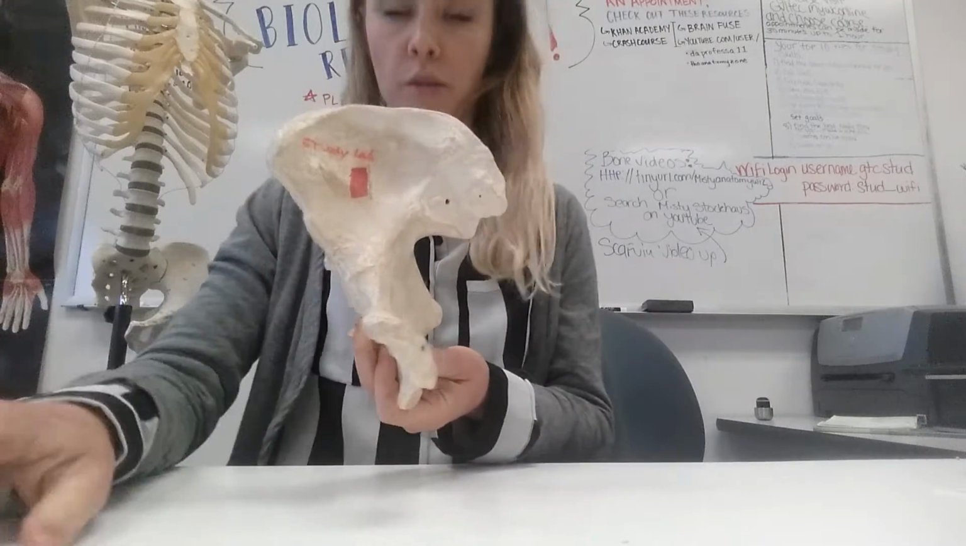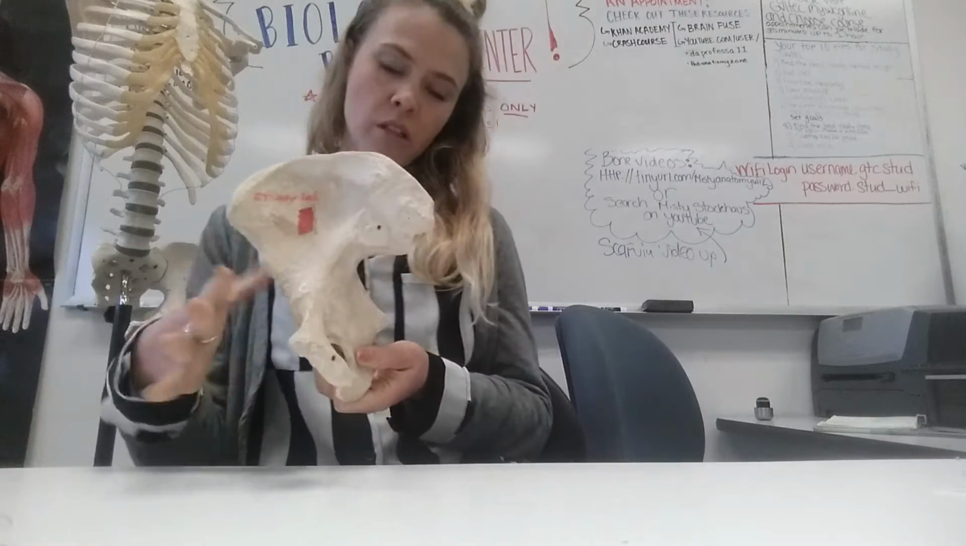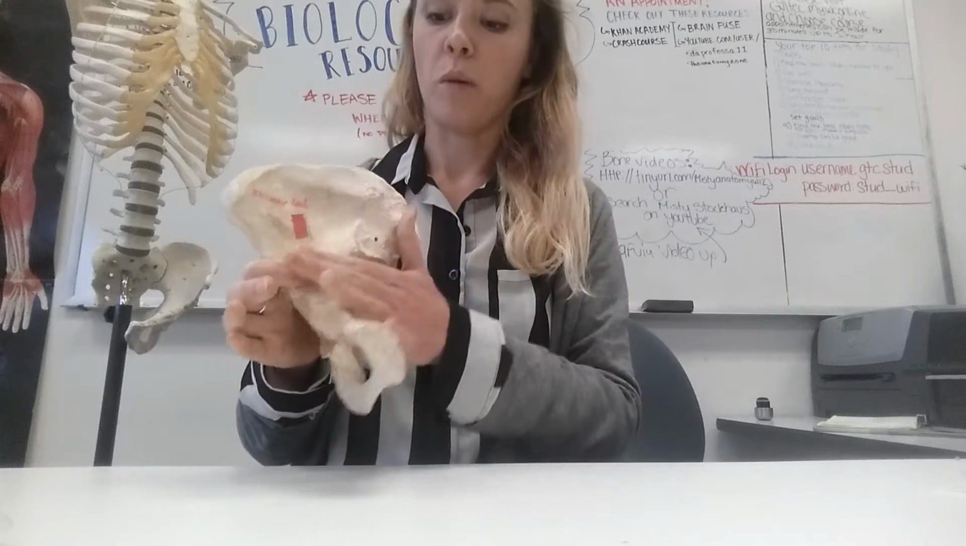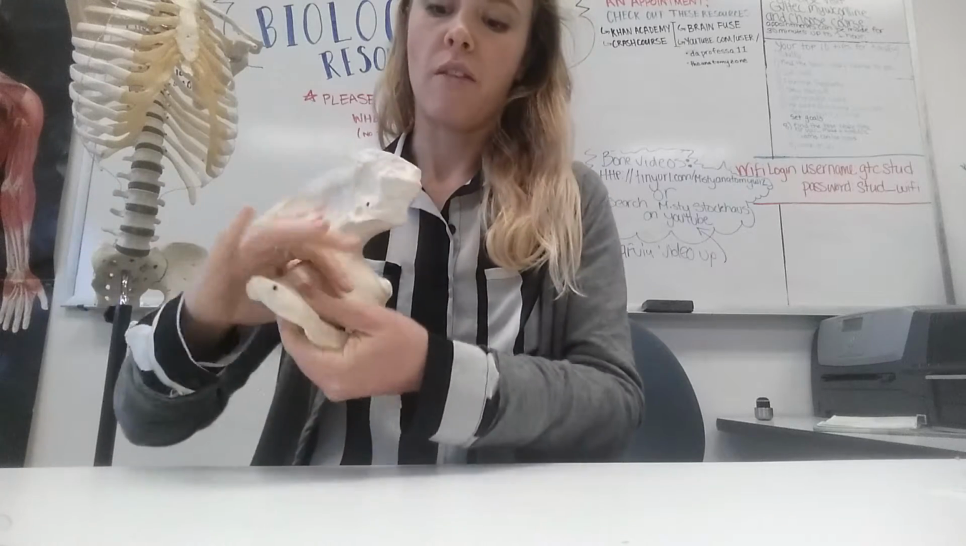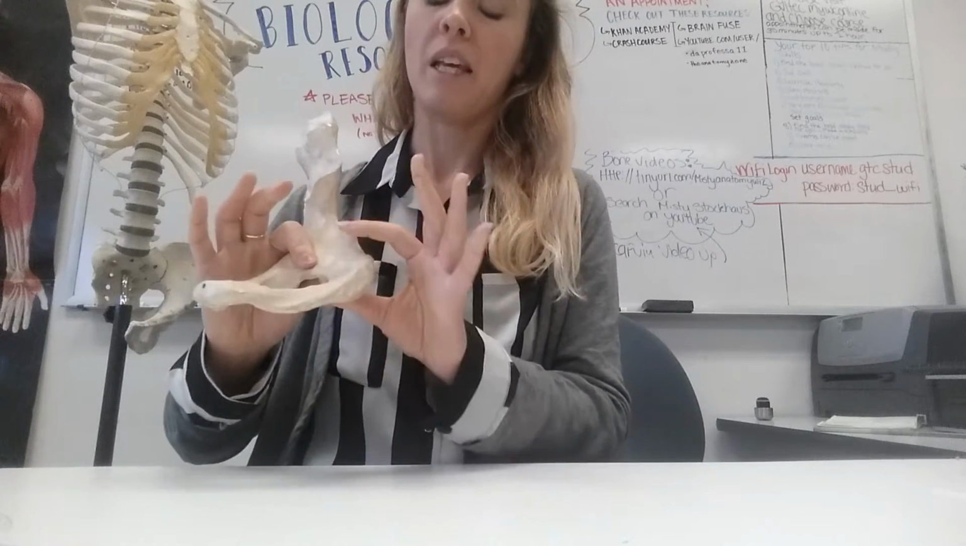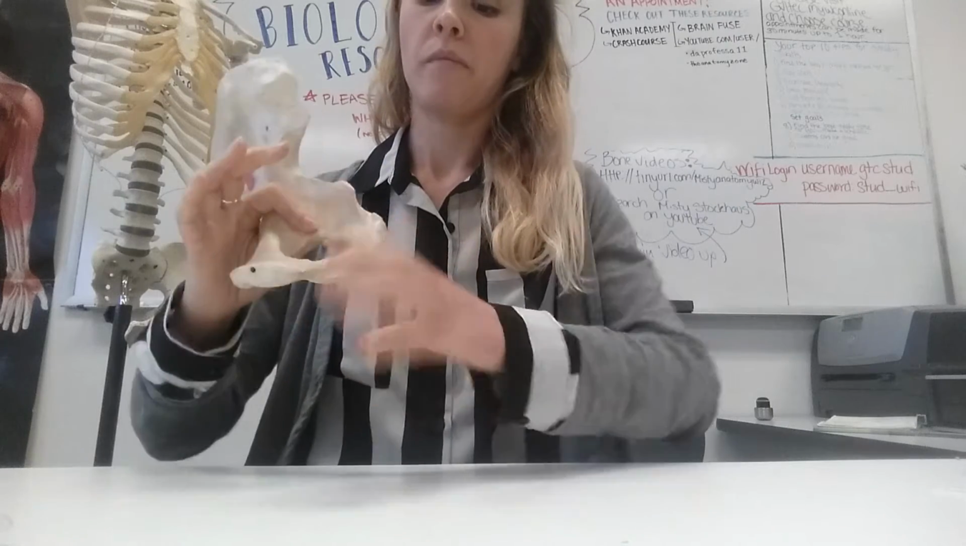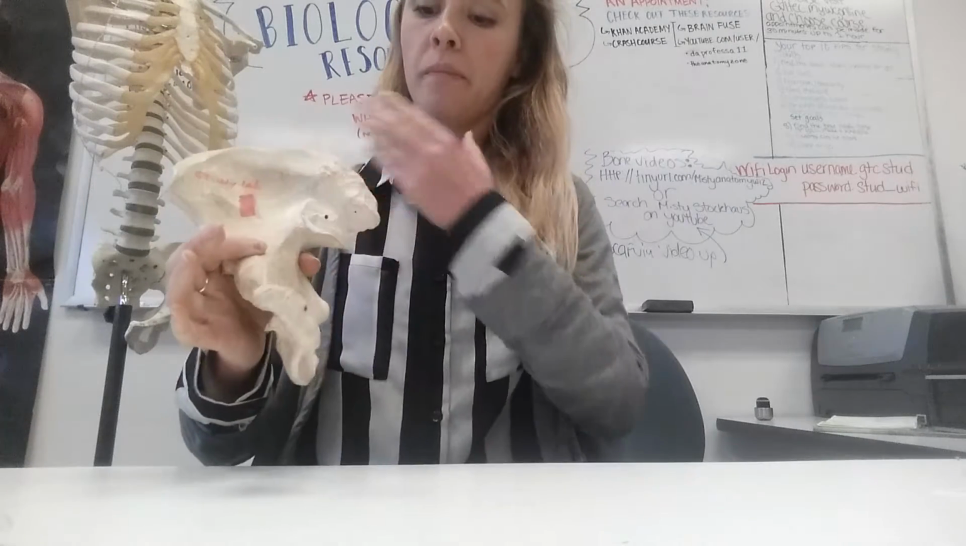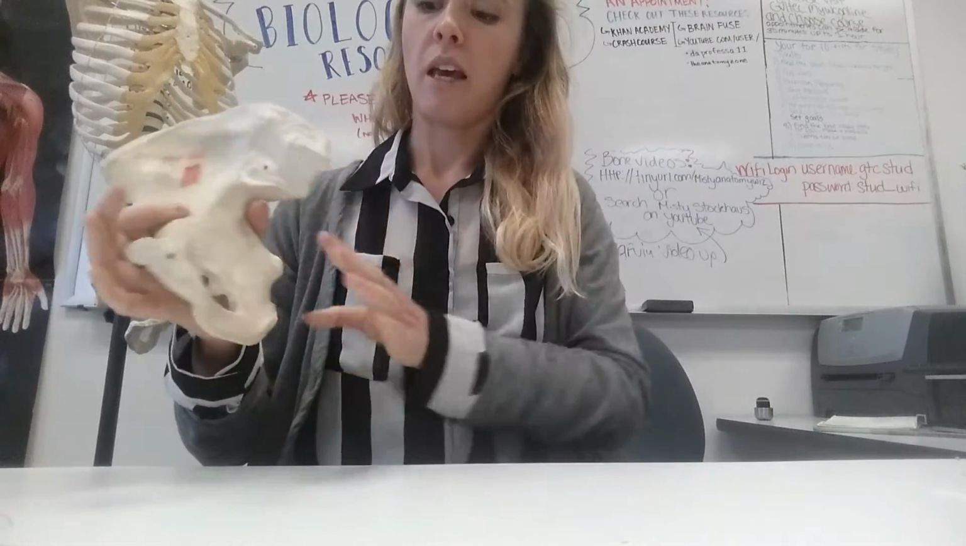Okay, so now let's walk through each of the portions. You've got three portions. You've got the ilium, which is from where my fingers are up, the pubis, which is this front, and then the ischium, which is back here. So ilium, pubis, and ischium.